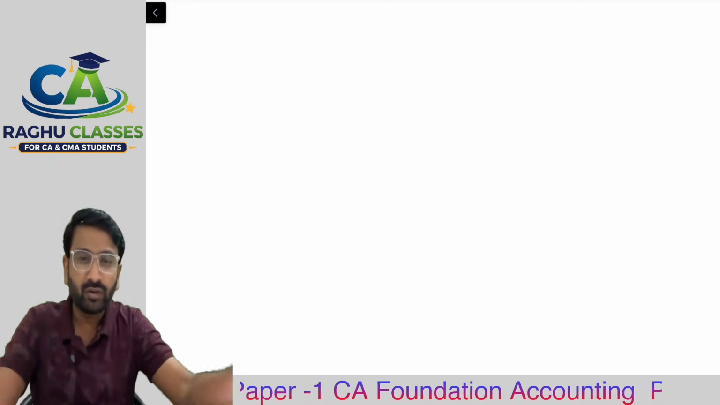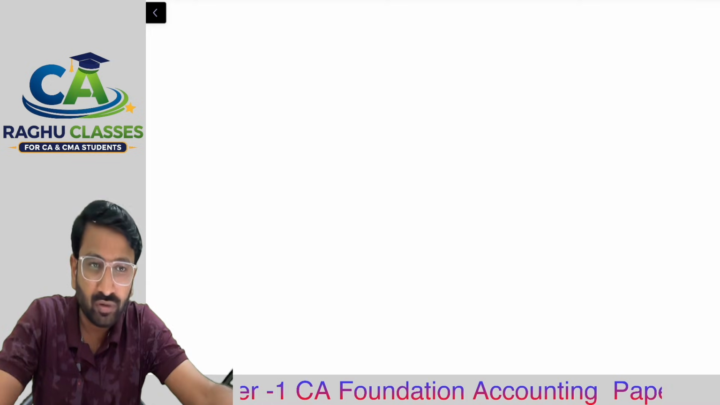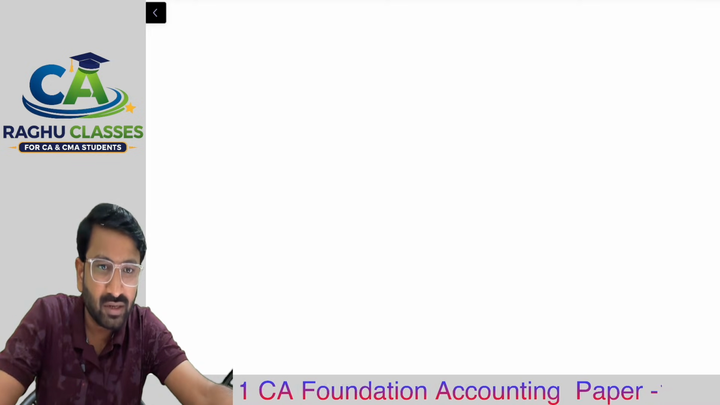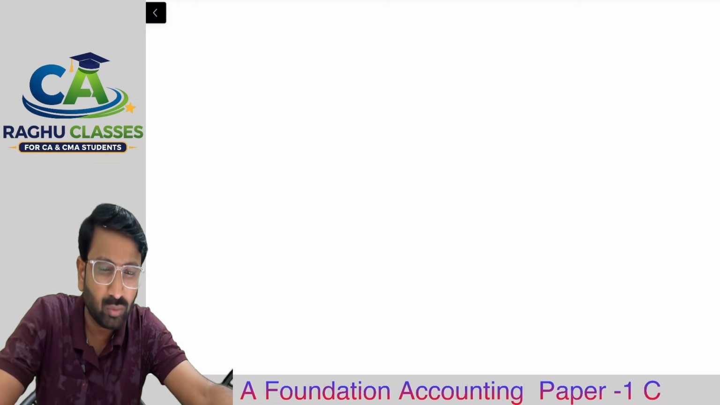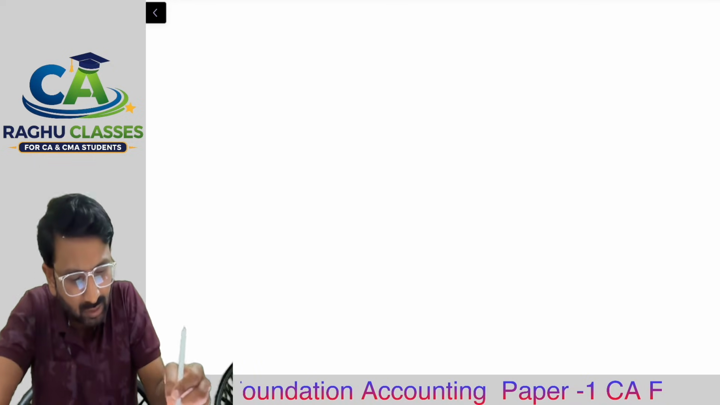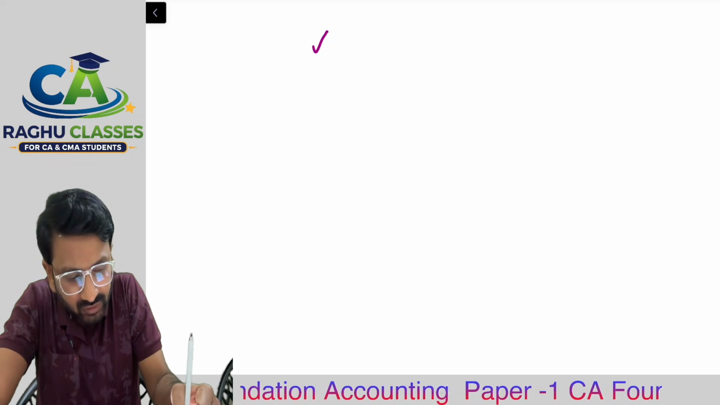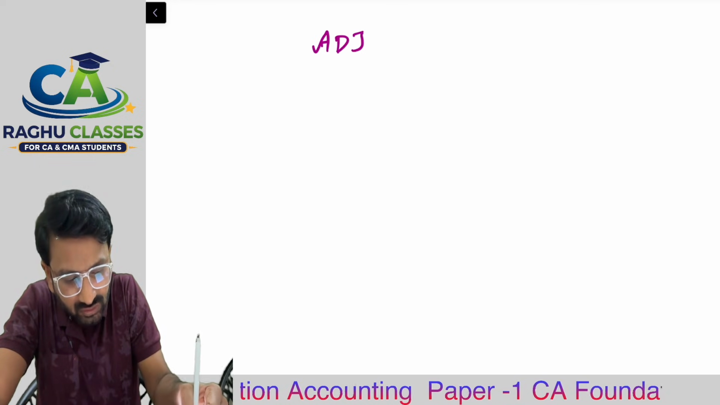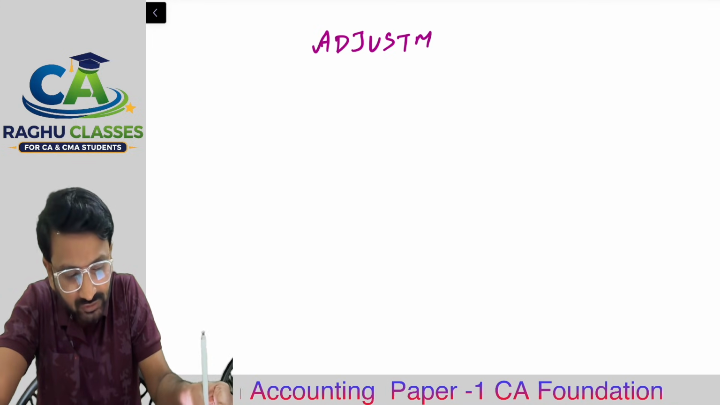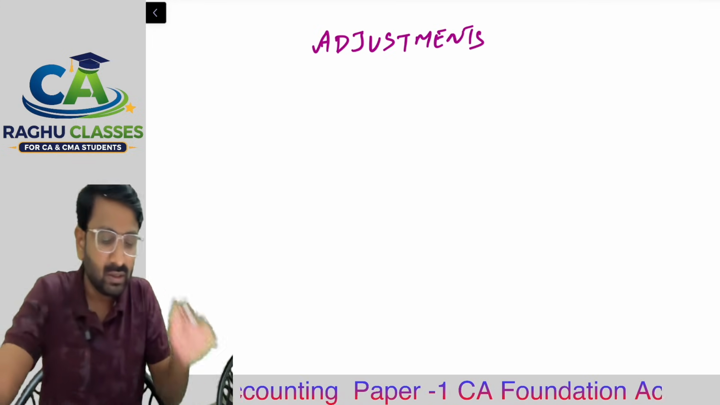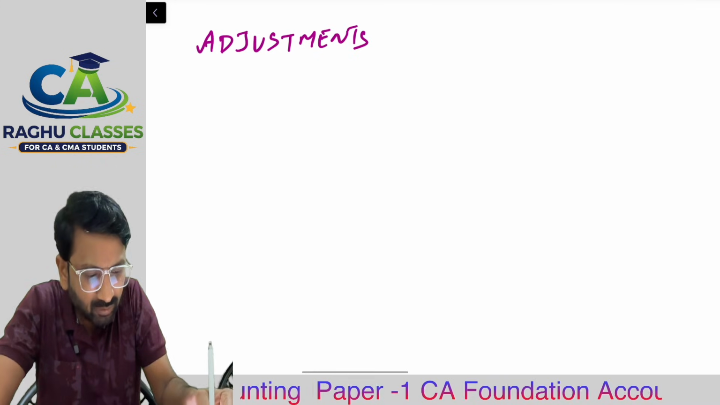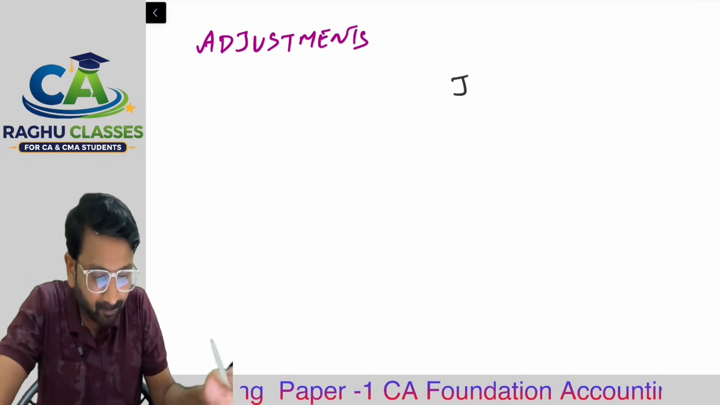The main purpose of the trading and profit and loss account is to find out the financial result, whereas the main purpose of the balance sheet is to find out the financial position. Now let us move on to the next important discussion, that is adjustments. When you prepare accounts, step number one, we pass journal entries.